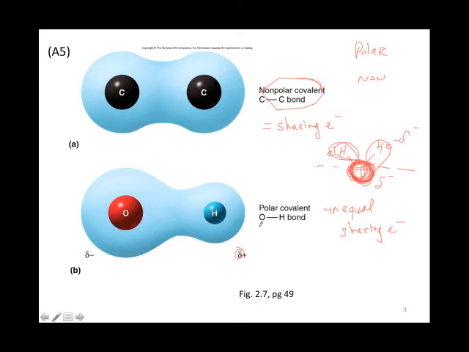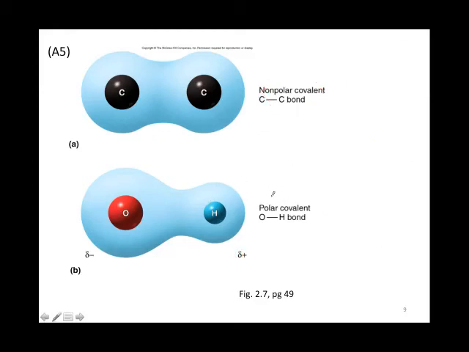And it creates this polarity, meaning like a battery. It has a positive pole and a negative pole. The Earth is polar. It has a north pole and a south pole, and that has to do with magnetics and electromagnetism. It's the same idea. A couple of interesting things: polar covalent molecules will dissolve in water. Nonpolar covalent molecules are insoluble in water.